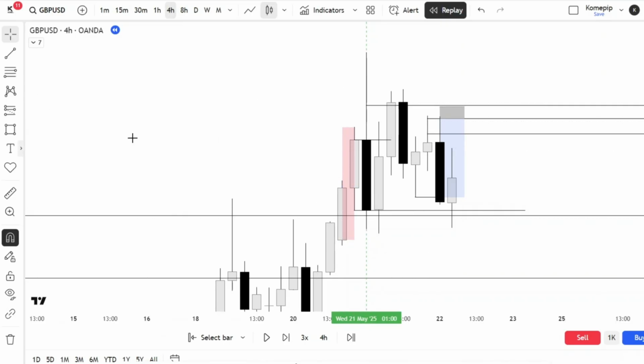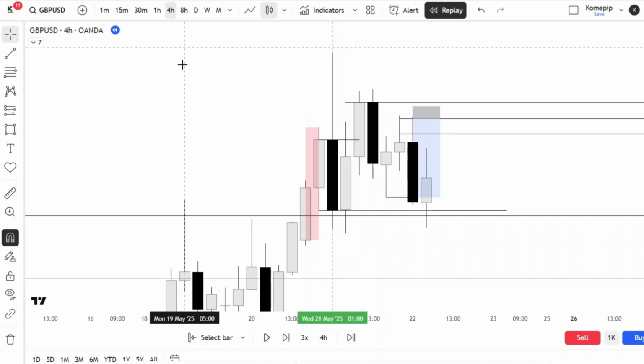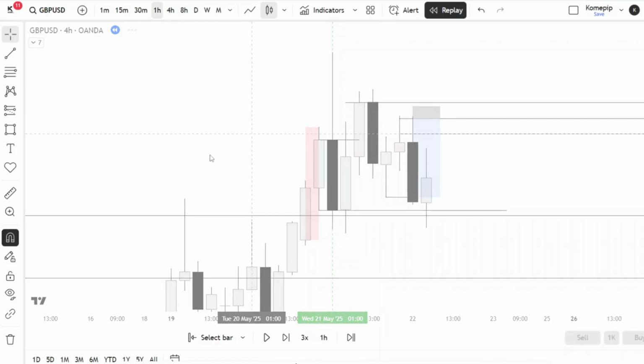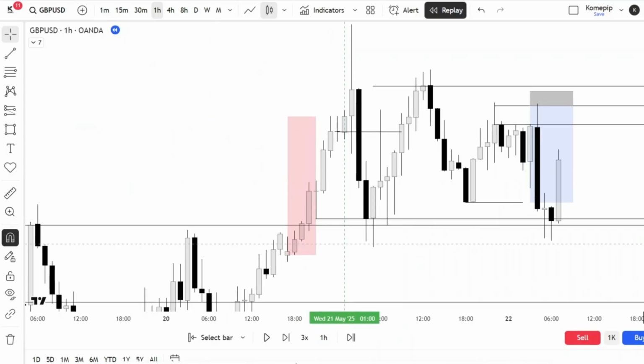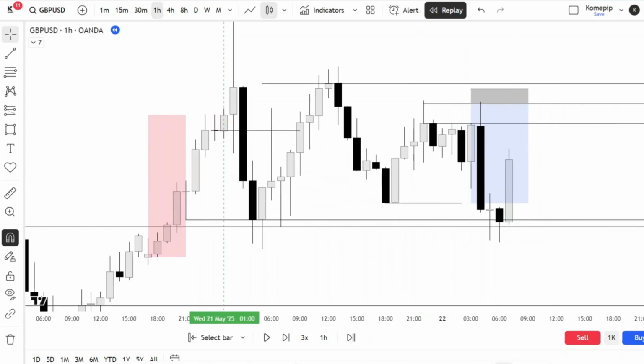I also had my eye here. I was looking at this level because this was also a valid key zone on the 4 hour time frame. Do you understand? Okay, so on the 1 hour time frame, what can we see? Let me show you, did I even mark for Wednesday? Okay, not here.